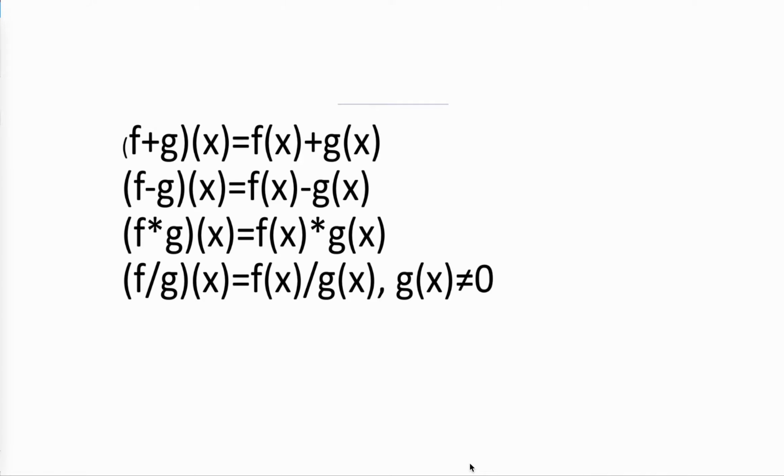And it works for subtraction and multiplication and division. So f minus g of x is f of x minus g of x. F times g of x is f of x times g of x. And f divided by g of x is f of x divided by g of x, where g of x does not equal 0, because we can't ever divide by 0.